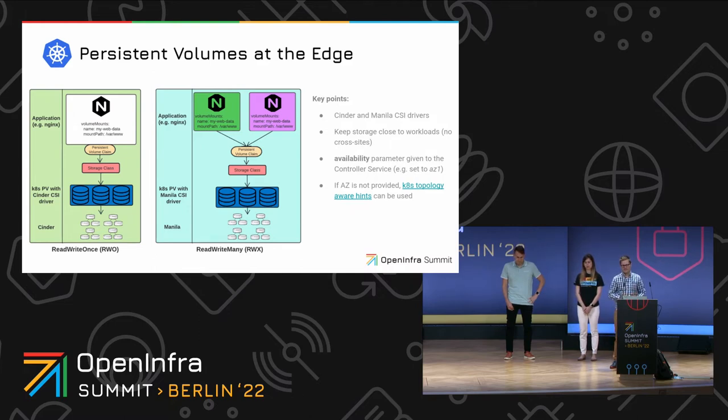In the Kubernetes CSI drivers, both for Cinder and Manila, you have an option to select the availability zone of the volume that your workload needs to use, and if you don't provide that, there are some mechanisms in Kubernetes named topology aware hints that will try to figure out in which zone the volume has to be created.